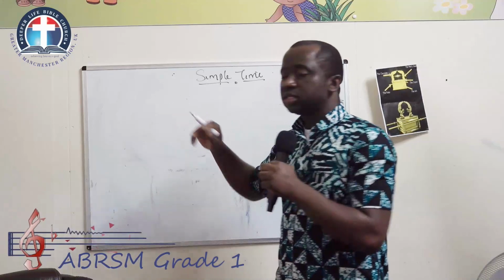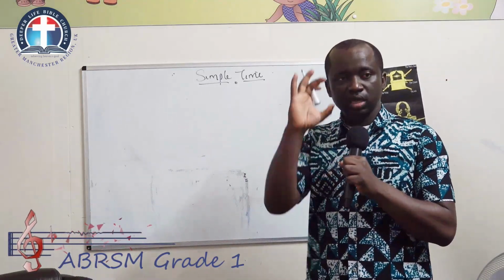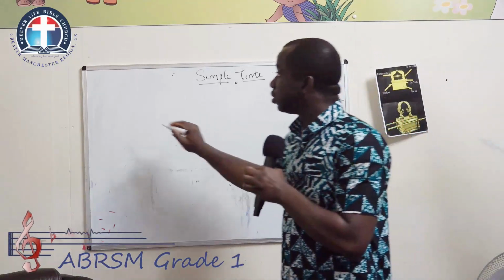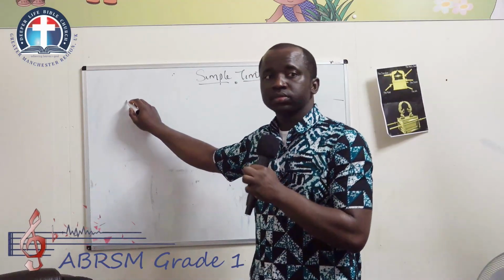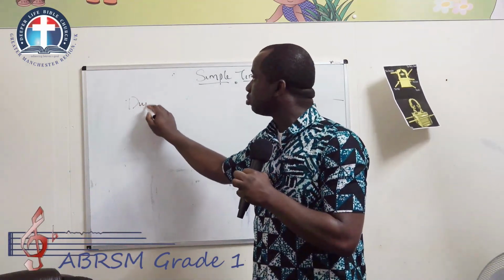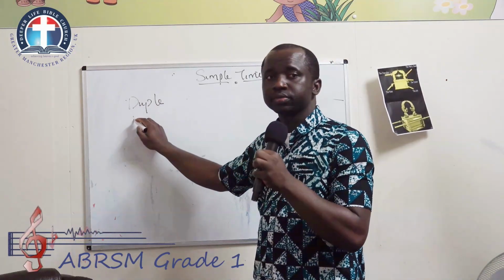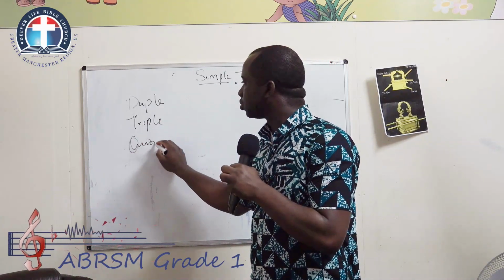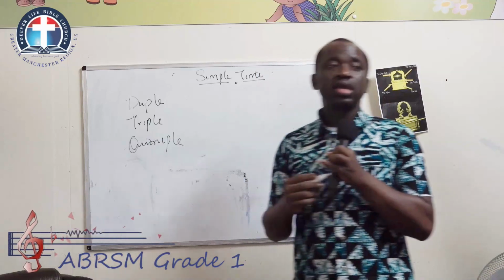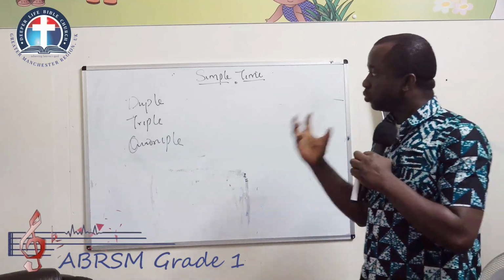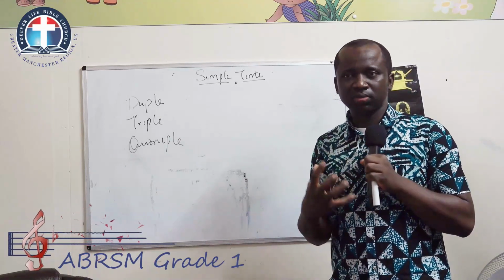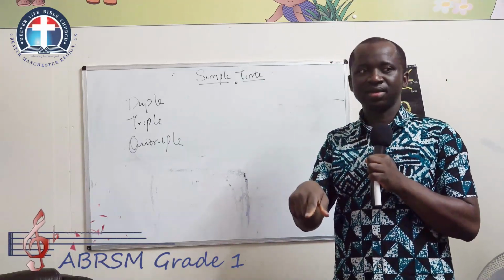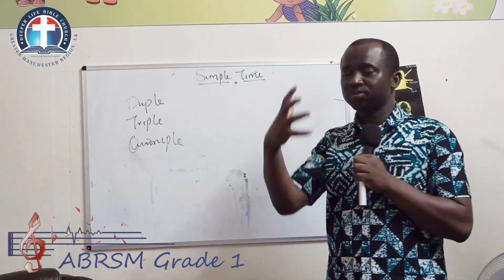Now, there are 3 classes of simple time signature which you've been taught. What are they? Duple. Next one, triple. And quadruple. Please note this. You don't really need to cram much, because for grade 1, most of the questions will give you options. So even if you forget, you'll remember, but you have to know them as you grow in music.